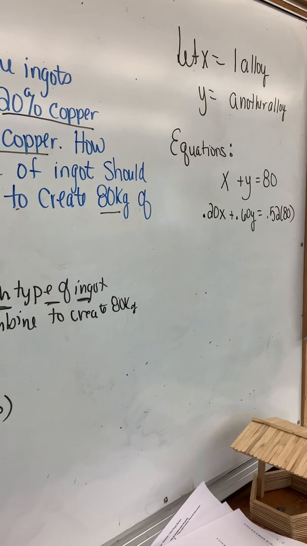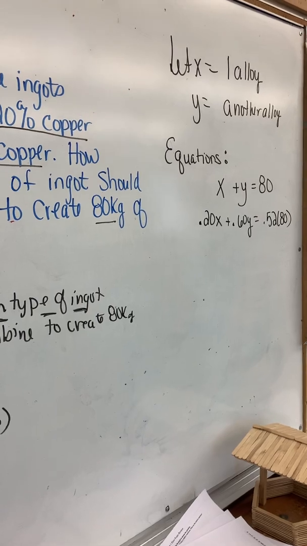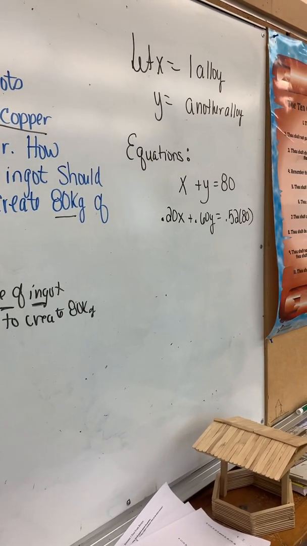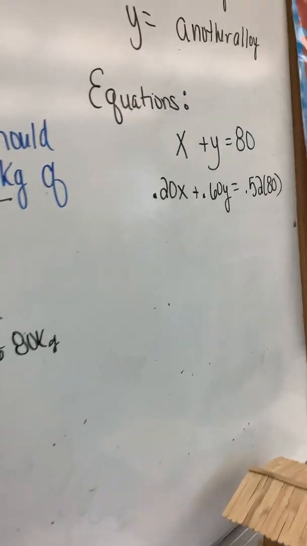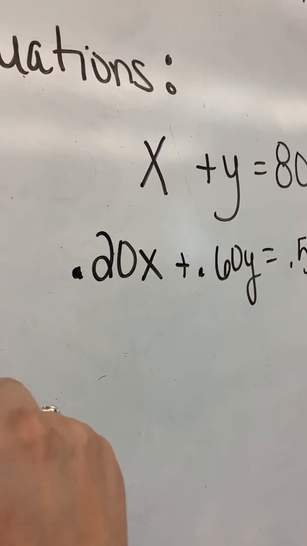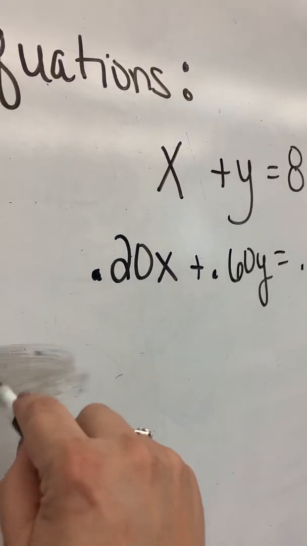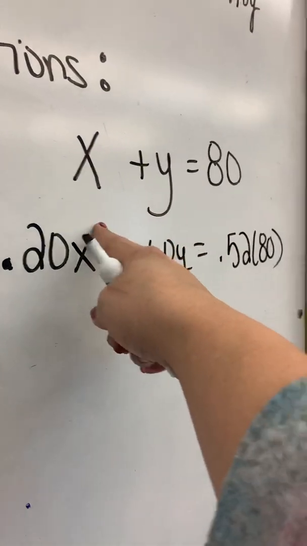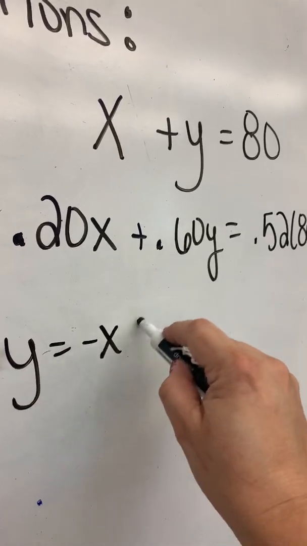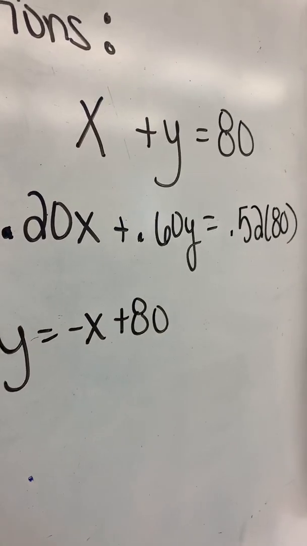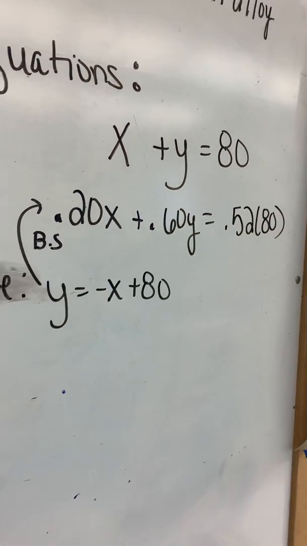From here, substitution or elimination method. I'm going to go ahead and eliminate. Okay? Let's go ahead and substitute. Maybe it'll be easier to substitute. Okay? So solve. Here I'm going to get y by itself. So I'm going to subtract my x over. So I've got y equals negative x plus 80. I'm going to take that and substitute it into that equation for y.